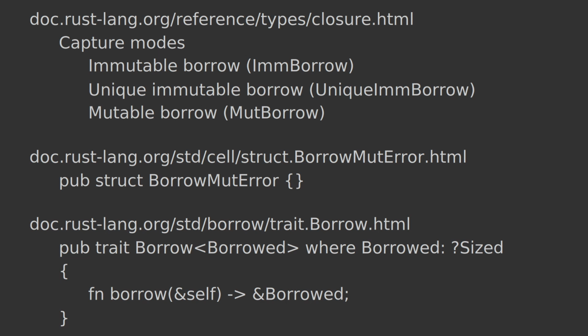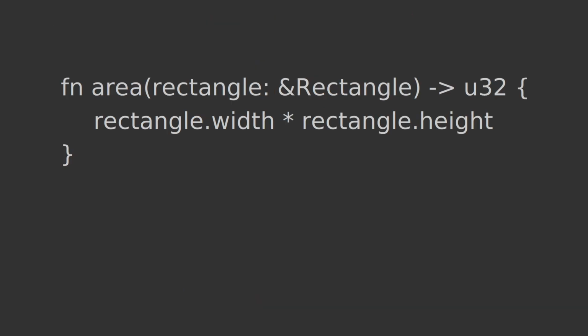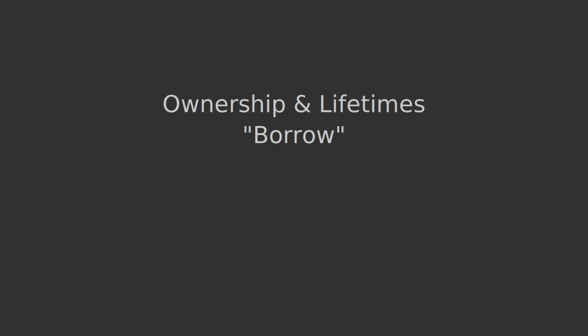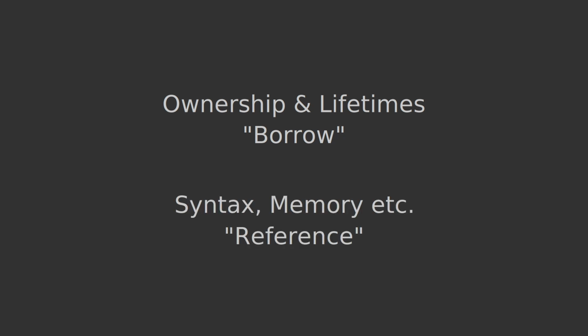Here's an example from chapter 5.2 of the Rust book, where a function takes a reference as a parameter. But the book description says, rectangle whose type is an immutable borrow of a struct rectangle instance. However, there is often a reason to choose one form over the other. If a discussion relates to ownership and lifetimes, then borrow will likely be emphasized. In more technical discussions not involving ownership or lifetimes, for example syntax or memory structure, reference terminology is more likely.